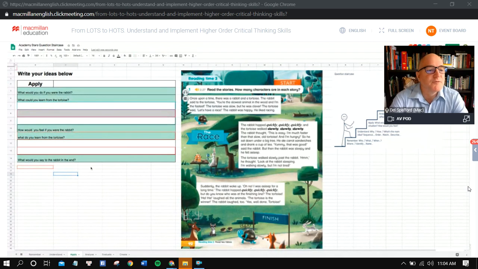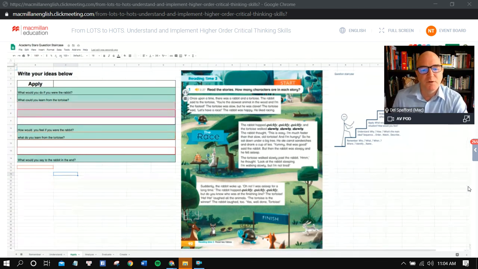What do you learn from the tortoise? Yeah, good. Okay, good. Now you see, as we're getting a bit further on, it becomes a bit more of a challenge to think about the questions that we're writing. You might have loads of questions for remember, loads of questions for understand, and that's fine. But as we get further on, 1 or 2 questions is fine, just to get those thinking skills working.